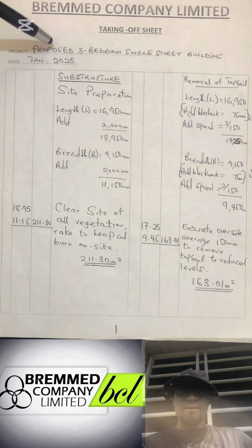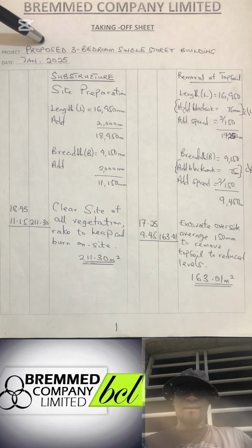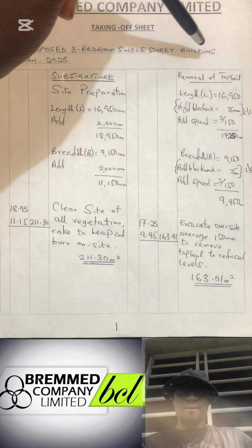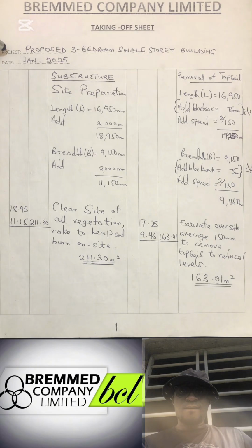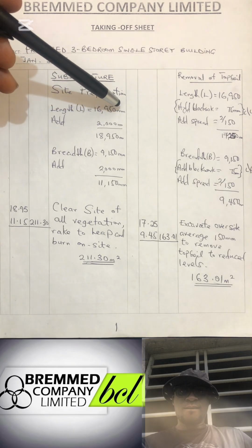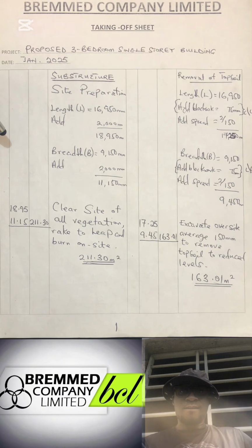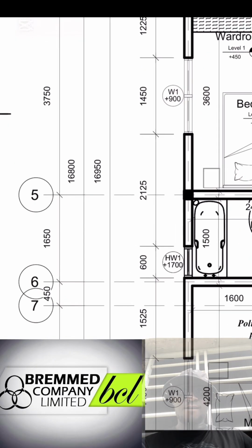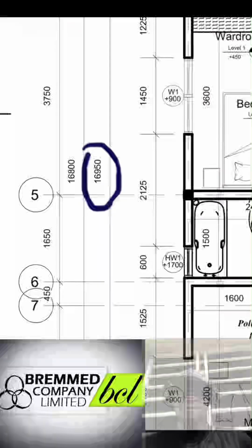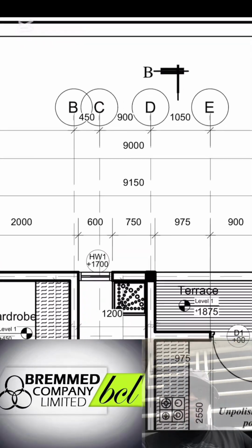So before you start with the taking of sheet, you first have to put in your project name, then you can come to the dates so that you can always refer for reference sake. Okay, so the site preparation. Now when we look at the drawings, we have the length and then the breadth. That is the entire length and the breadth of the building, the size of the building.